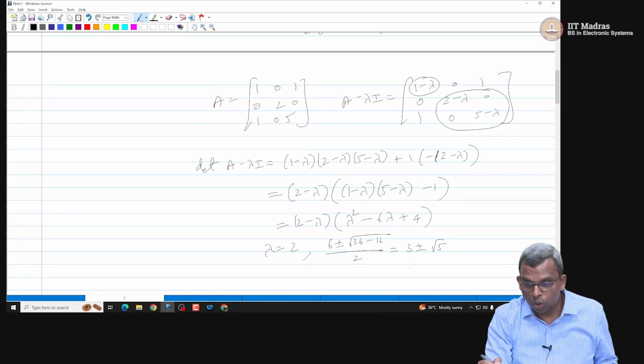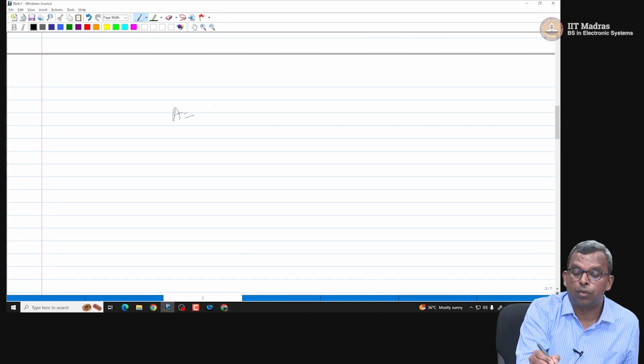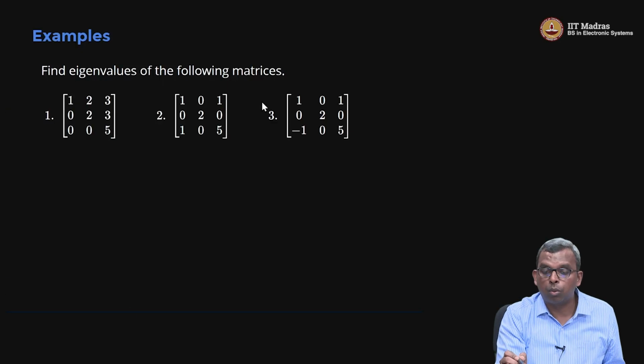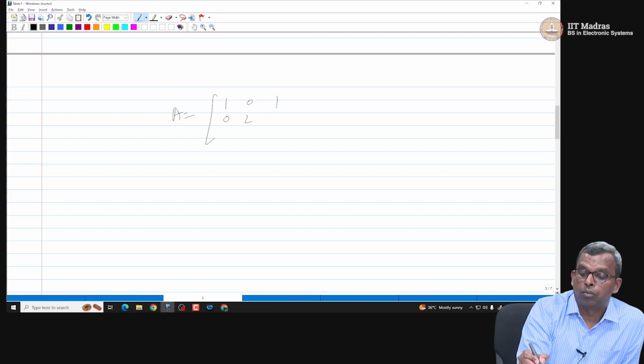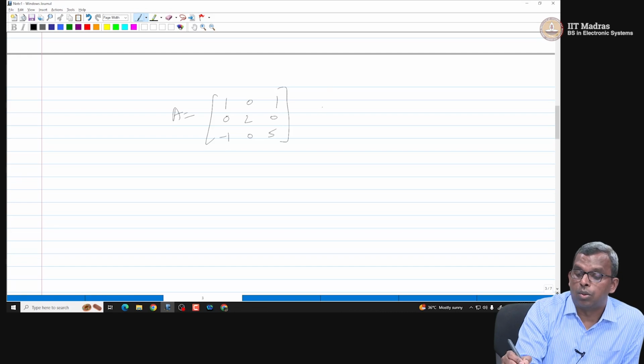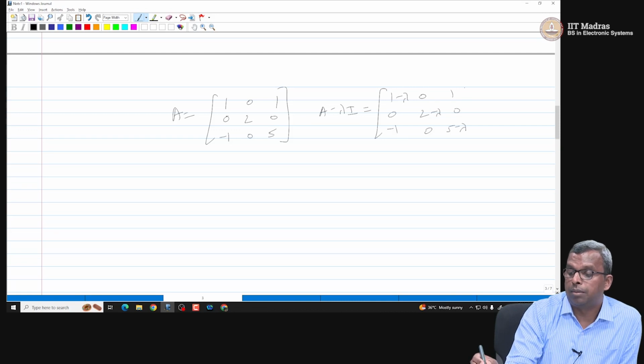Okay. So, there is one more example here. Let me do that also, just for completeness. I think it is the same sort of example: 1 0 1, 0 2 0, minus 1 0. Okay, so let us do A minus lambda I. I'm going to get 1 0 1 0 2. Just doing it laboriously.